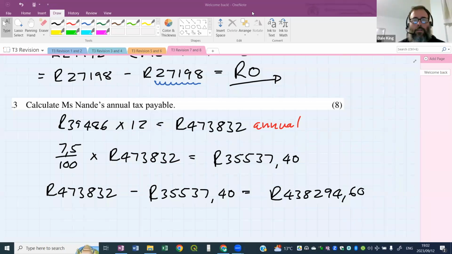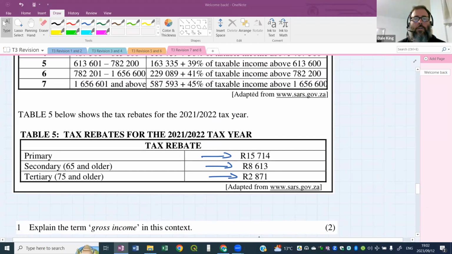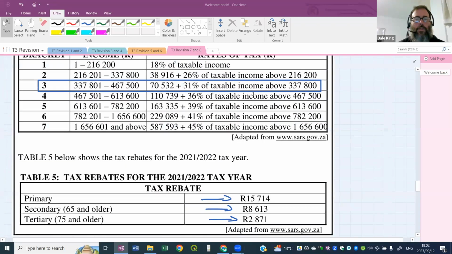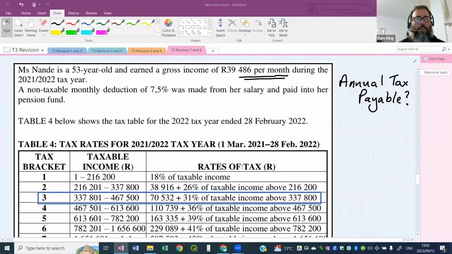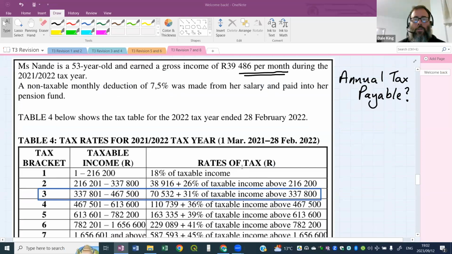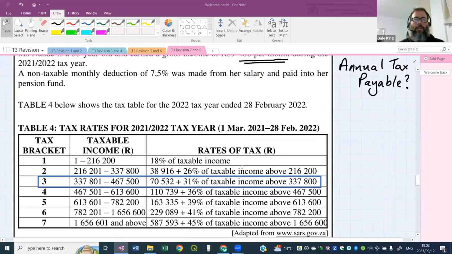Yes, Ben? So on the table, can you quickly go to the table, please? I will now. Oh, someone's saying rebates. We forgot about the rebates. We did. We need to do the rebates, don't we? And this person is 53, so we'll do the first rebate. So we're just going to subtract that off. Who reminded us of the rebate? Oh, well done.